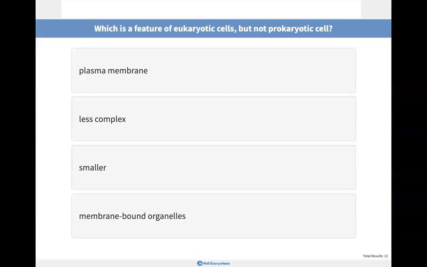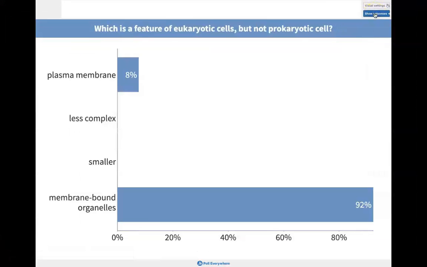Okay, which is a feature of eukaryotic cells but not prokaryotic cells? So this is a callback from your cell chapter. What do eukaryotic cells have but not prokaryotic cells? Membrane-bound organelles is correct. Remember that eukaryotic cells are definitely going to be more complex. They're going to be larger, and they have membrane-bound organelles.